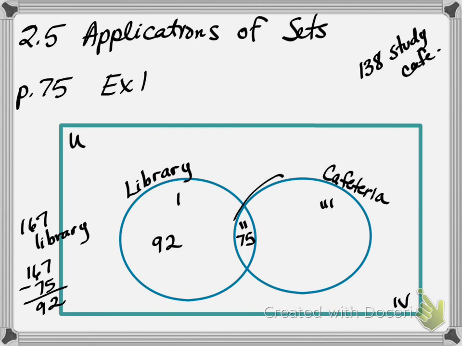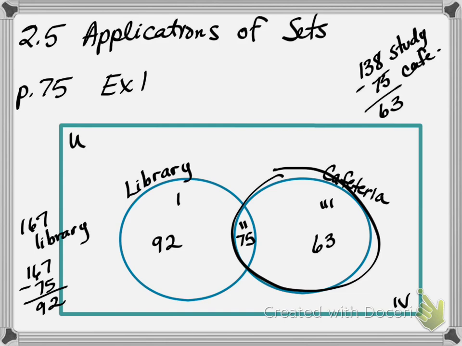Well, we already have 75 people in the cafeteria circle. They're already counted in this 138. So we have to subtract and figure out that leaves 63 people who only like studying in the cafeteria. Okay, and just to double check yourself, if you added up that entire cafeteria circle, the 75 plus the 63, you would get the 138 that studied in the cafeteria.